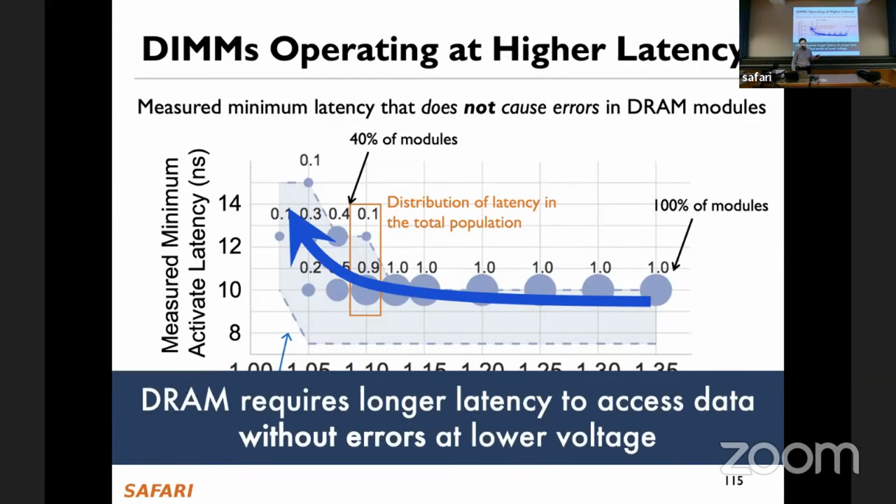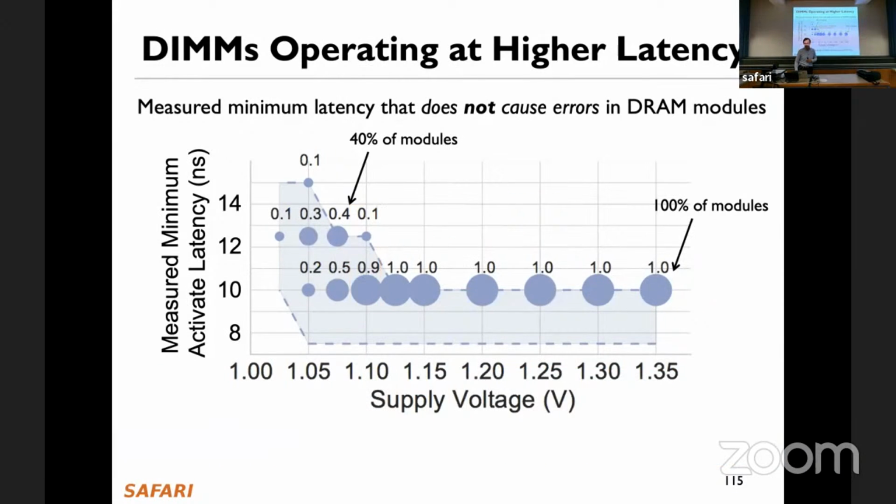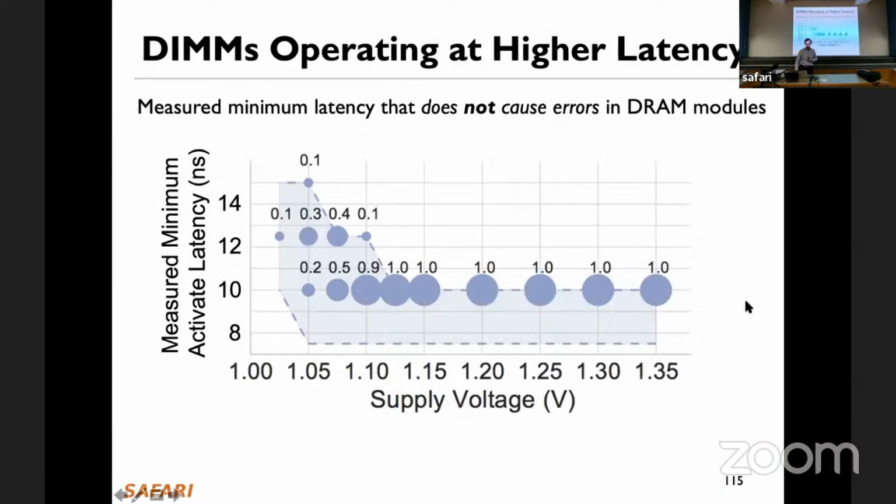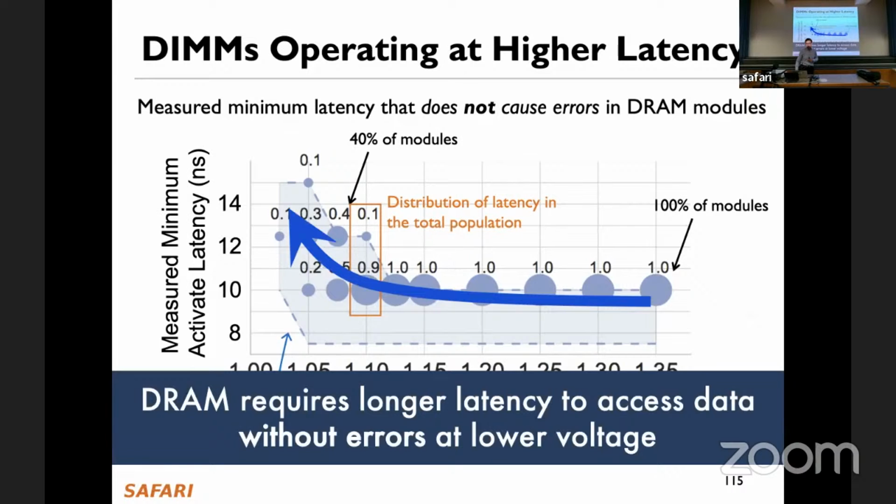Yeah, I think I already said a lot of this across slides, but basically this shows that DRAM requires longer latency to access data without errors at lower voltage, but some of the data you may not be able to access correctly. That's the idea over here. And the other thing that shows is the circuit level simulations actually verified with real DRAM chips.